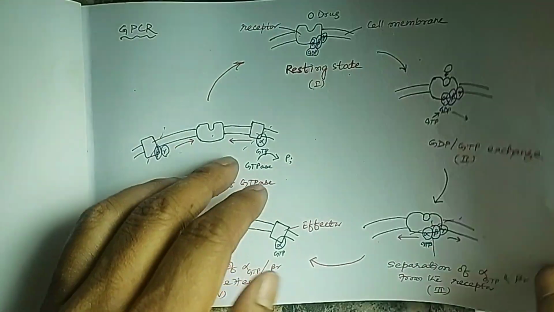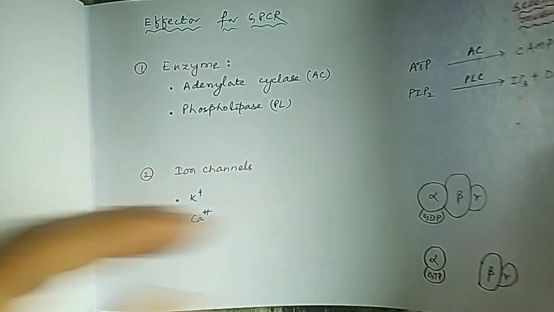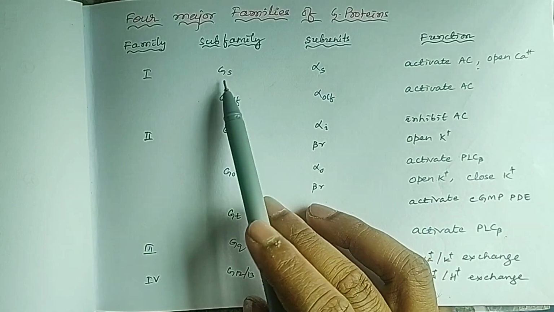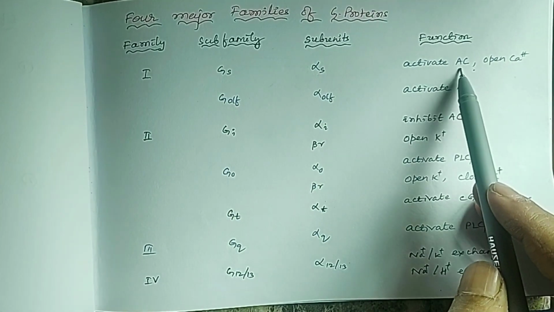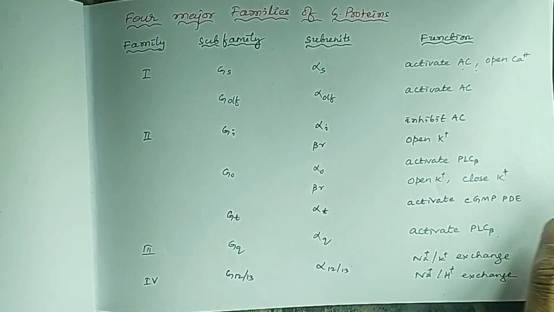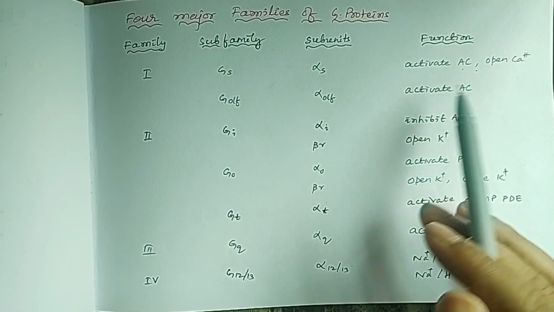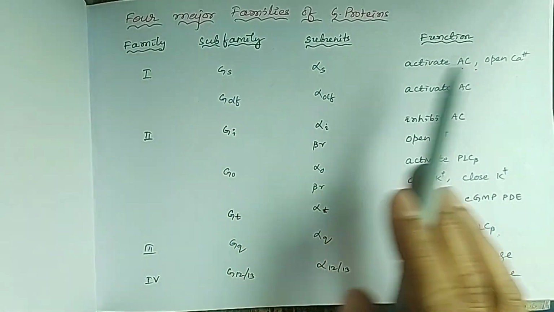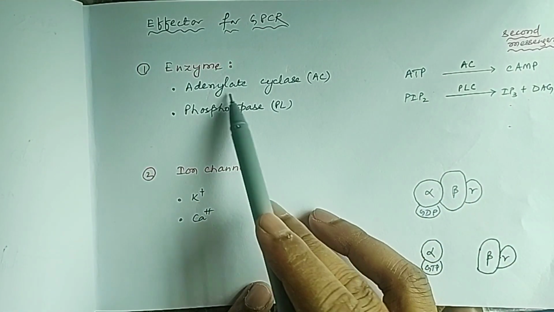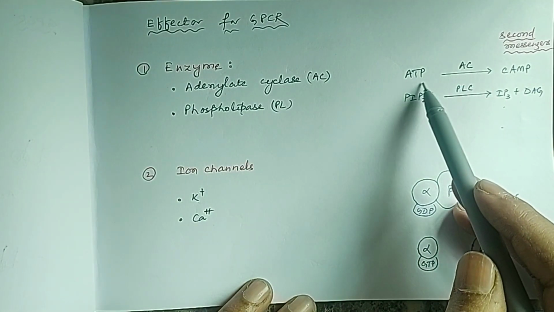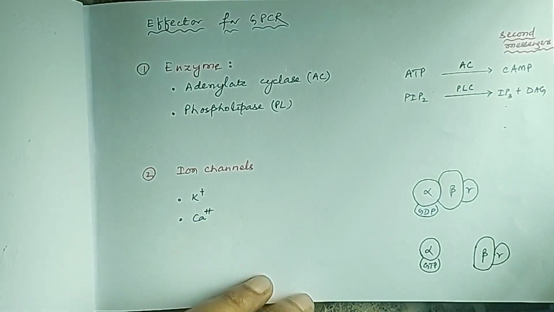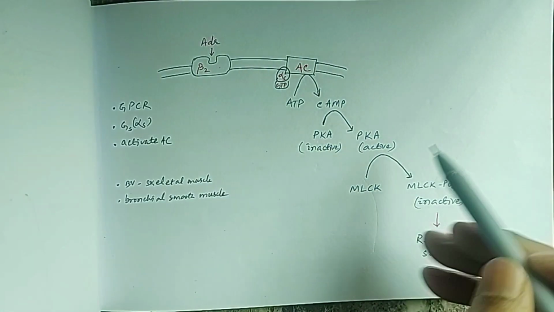And in case of Gs type G protein coupled receptor, it activates the adenylate cyclase enzyme, and beta 2 is a Gs type of G protein coupled receptor, where adenylate cyclase is the effector enzyme which converts ATP to cyclic AMP, and the cyclic AMP acts as the second messenger.